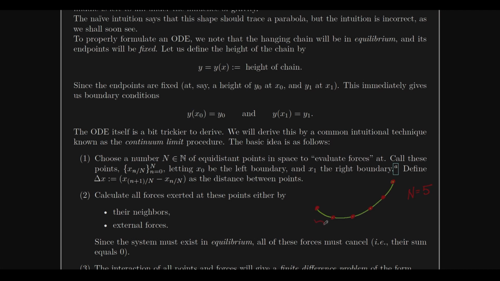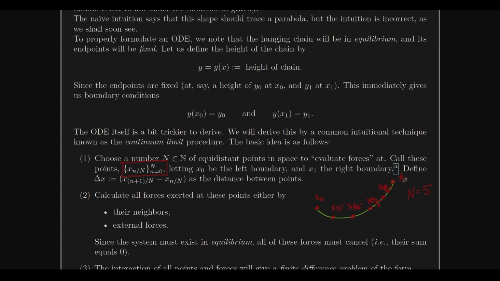You technically have 5 intervals here, right? There's 1, 2, 3, 4, 5 intervals in the space, but the intervals are going to give you 6 points then. So we're going to evaluate forces at these points, and we're going to give them this nice name, x sub n divided by capital N. So this would be something like x0, x1 fifth, x2 fifths, x3 fifths, x4 fifths, and x5 fifths, or x sub 1, right?